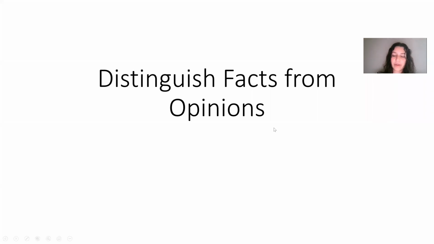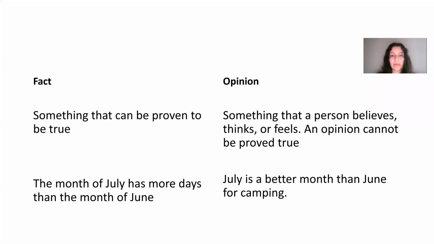Hey everybody, today we're going to go over how to distinguish facts from opinion. So right off the bat, let's go over what a fact is and what an opinion is. A fact is something that can be proven to be true. So for an example, the month of July has more days than the month of June. We know this to be true because we can look at a calendar and count that July has more days of the month than June does.